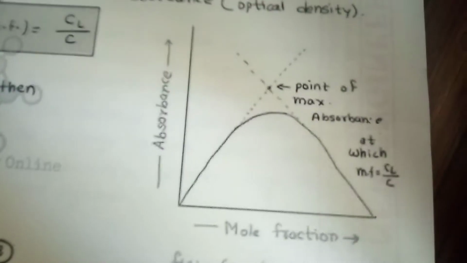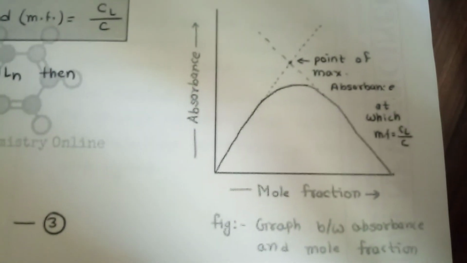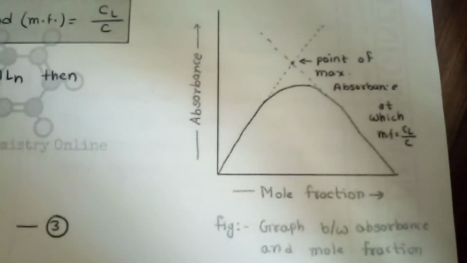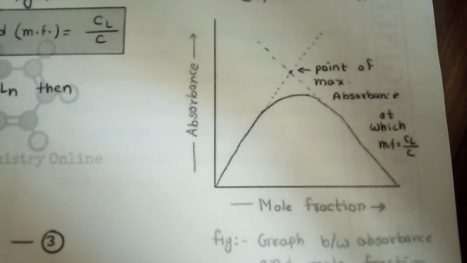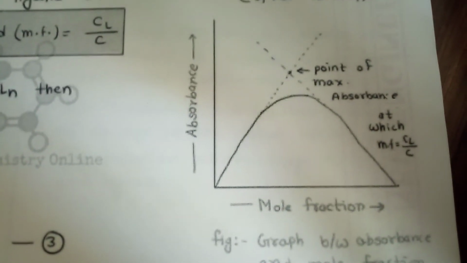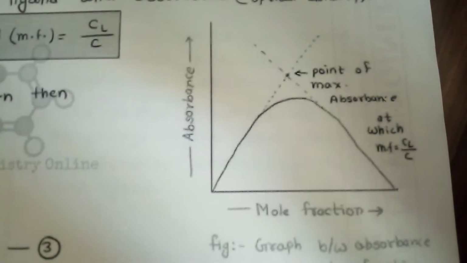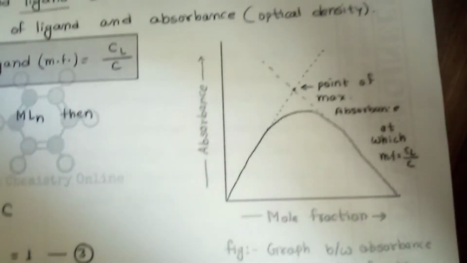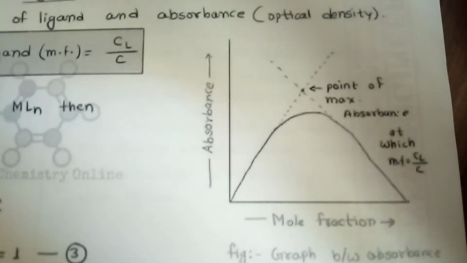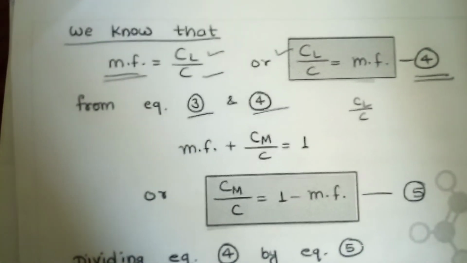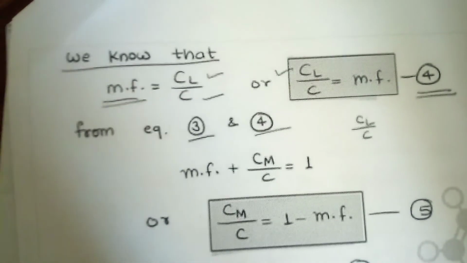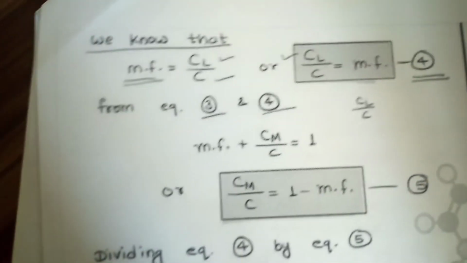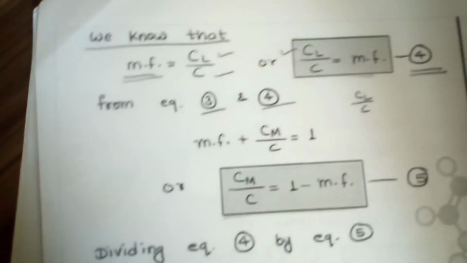Now the graph between absorbance and mole fraction. We can see the point of maximum absorbance, at which Mf equals Cl upon C. We know that Mf equals Cl upon C, or Cl upon C equals Mf. This is the fourth equation.